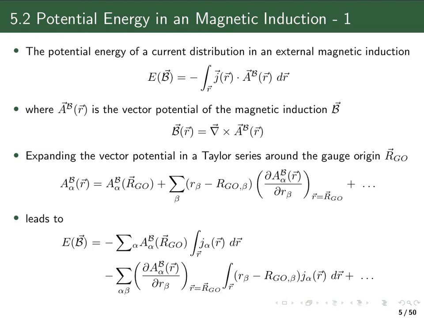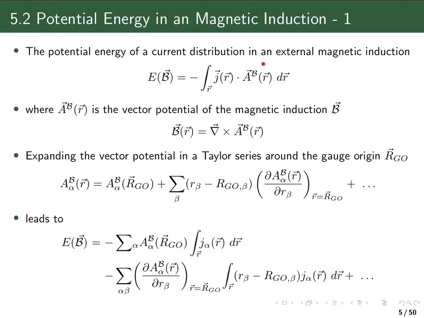The expression for the energy is again rather similar to the one for the electric case, where we had a product of the charge density and the electrostatic scalar potential. Now we have a product of the current density and the vector potential, and both being vectors, we have the scalar or dot product of them, integrated over the whole space.